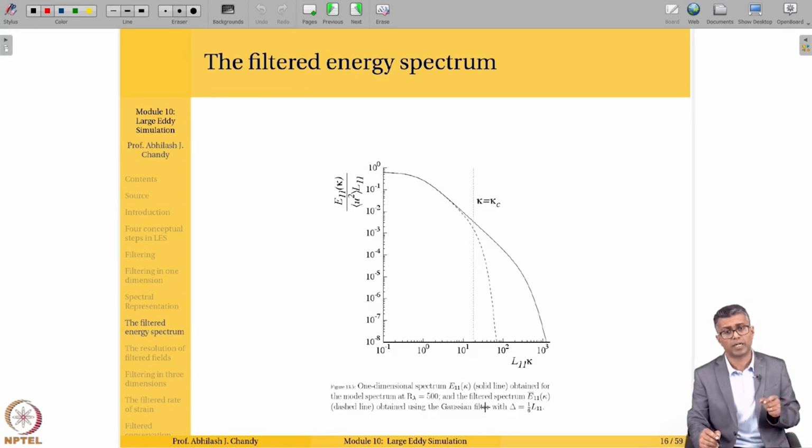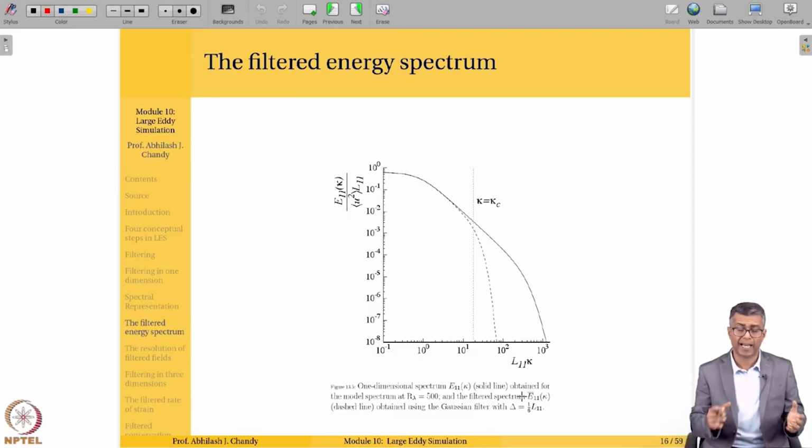The solid line is the spectra that you would obtain from a model spectrum. We have looked at the model spectrum at length before, and if I were to plot E11 of kappa, this is what I would get. As you know, at the lower wave numbers we have the energy containing range, then you have the inertial subrange, then you have the dissipation range, isn't it? Now, there is also a dashed line shown here, and that is your filtered spectrum.